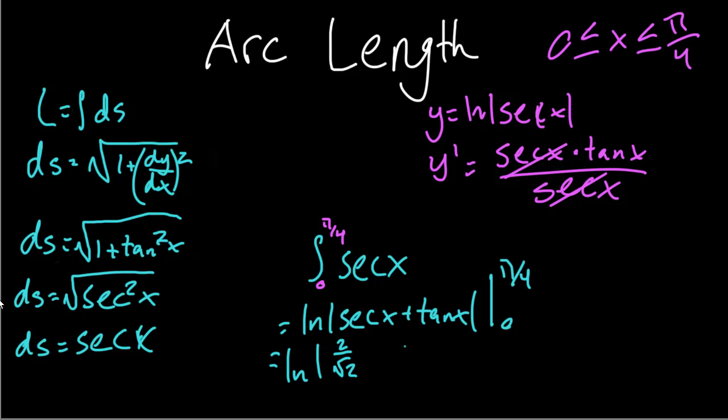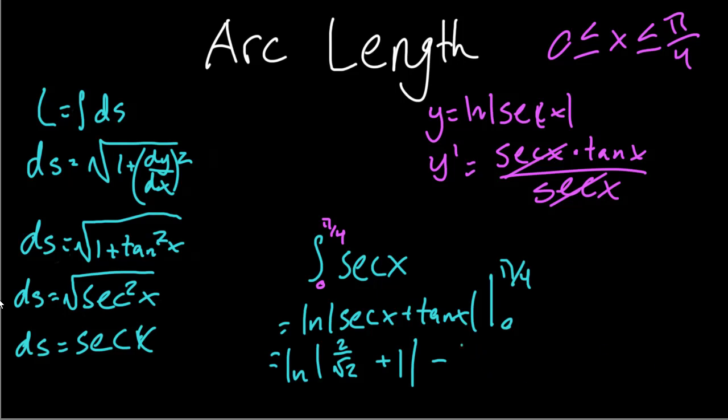And now what's our tangent of pi over 4? Now we know what that is. That's just 1. That's a nice and easy one to do. Okay, and now we have to subtract our lower bound. So what is the secant of 0? Well, what is cosine of 0? That's right. Cosine of 0 is 1. So our secant of 0 is going to be 1.